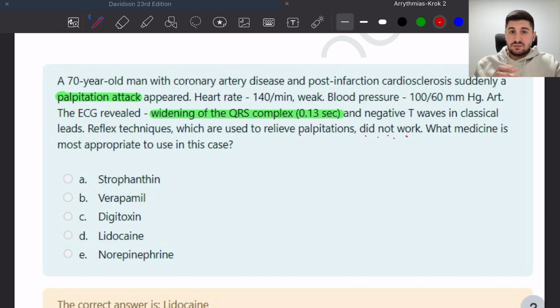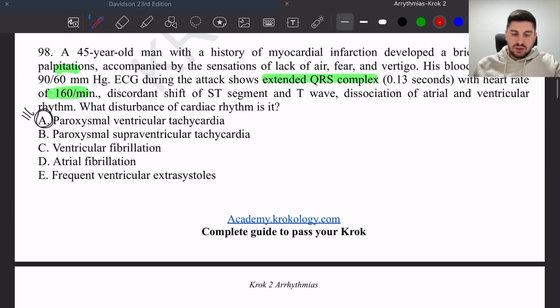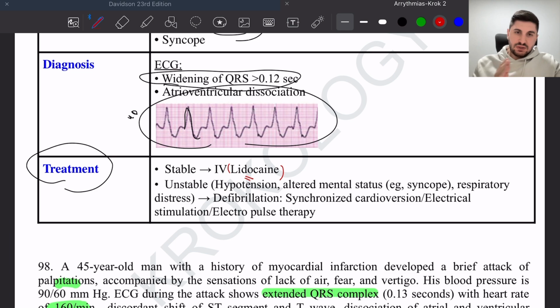The vagus nerve has no effect or no control over the ventricular rhythm, only over the AV node and SA node, which is the problem with supraventricular tachycardia. Anyway, here we have paroxysmal ventricular tachycardia, and in the options, sorry, we have not two options like lidocaine or defibrillation. As we agreed, I remind you, if the patient is stable, lidocaine; if unstable, defibrillation.